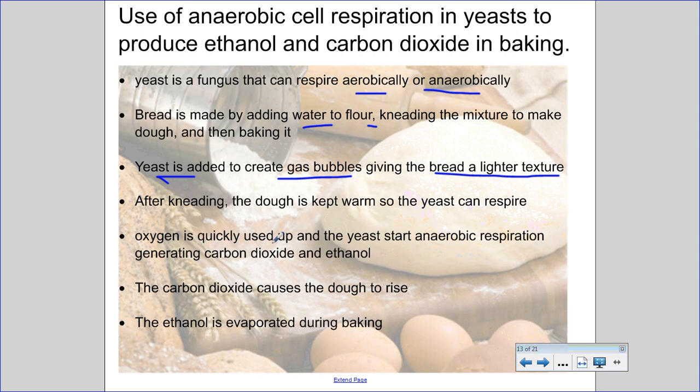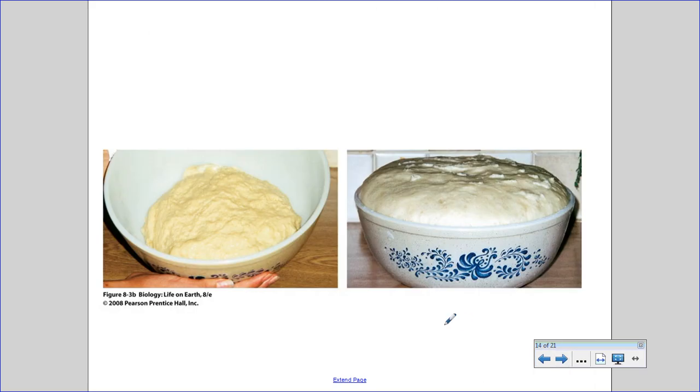In this situation, the oxygen is quickly used up, and the yeast will start to respire anaerobically, generating carbon dioxide and ethanol. The carbon dioxide is what will cause the dough to rise and gives it that light texture. And the ethanol that is generated gets evaporated quickly during the baking process. So having a look at this, this is dough when it initially starts out, and then when you leave it for a while for the yeast to start respiring anaerobically, that dough will then start to rise and even double in size and will give you a very lighter textured bread.